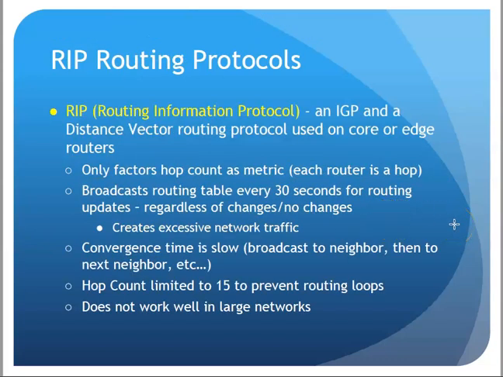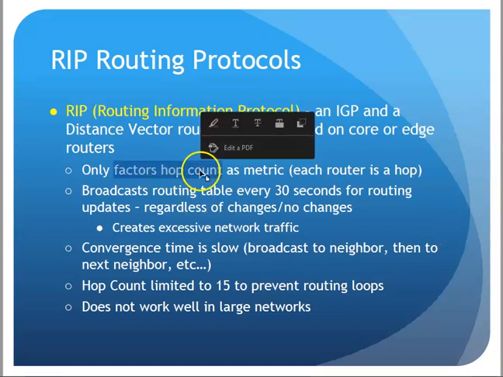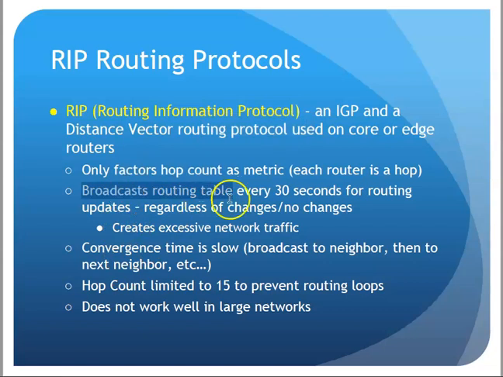All right, so let's take a look at each one of these for just a minute. So RIP, Routing Information Protocol. This is an interior gateway distance vector routing protocol. It's only going to factor hop count. It's going to broadcast this table every 30 seconds, no matter if there's a change or not. This is going to create a lot of overhead.